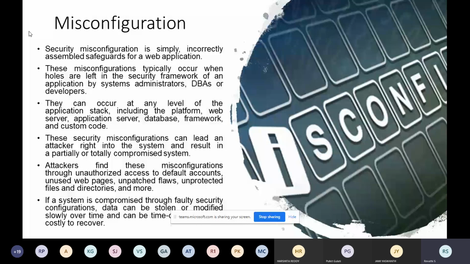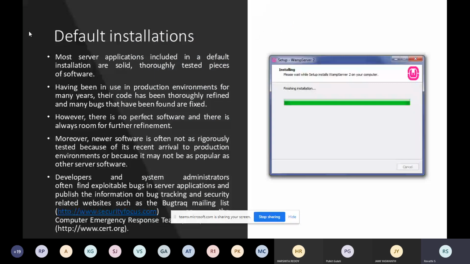Default installation: if the developer is inexperienced and is not testing the software properly, and it is not thoroughly refined, then if we go for default installation, it may give us some form of vulnerability.